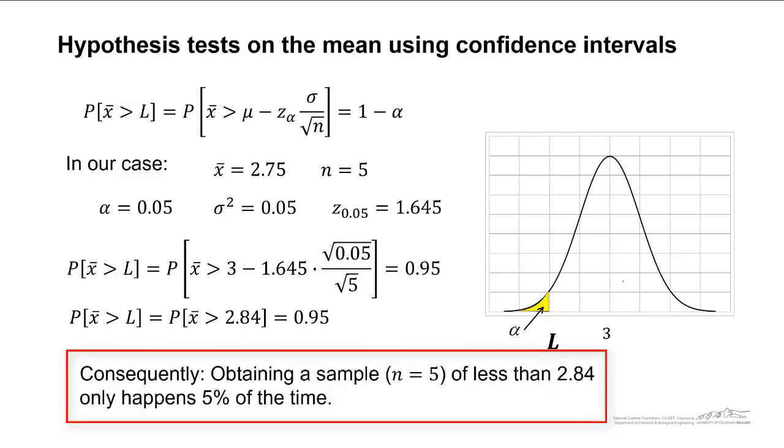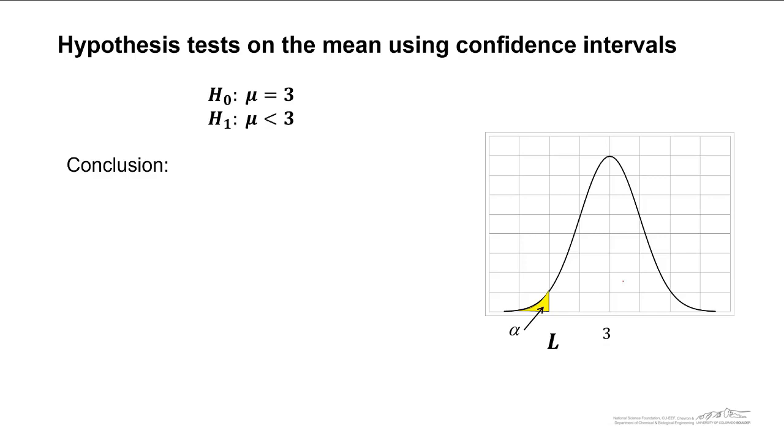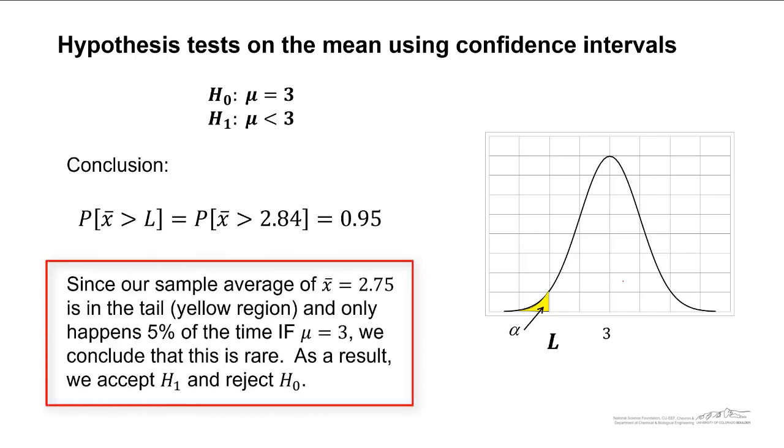Consequently, obtaining a sample size n equals 5 of less than 2.84, that's down in this yellow region, only happens 5% of the time and is exceedingly rare if the true mean is actually 3. So our conclusion, based upon our hypothesis test, since we're 95% sure that x bar is greater than 2.84, our sample average of 2.75 is not contained within this 95% confidence bound. Therefore, it's in the yellow region, and this only happens 5% of the time if the true mean is 3.